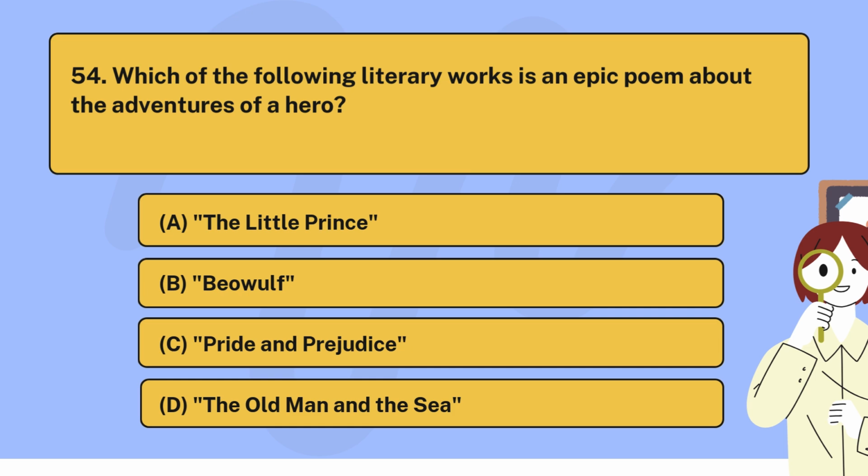Question 54. Which of the following literary works is an epic poem about the adventures of a hero? A. The Little Prince. B. Beowulf. C. Pride and Prejudice. D. The Old Man and the Sea.